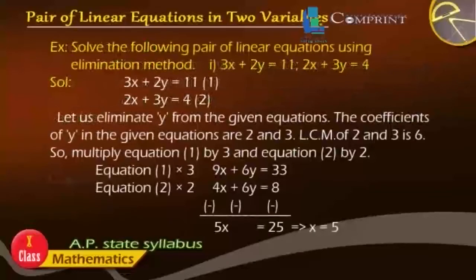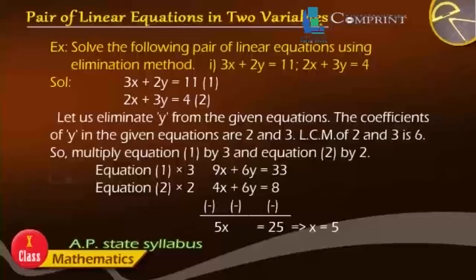Example. Solve the following pair of linear equations using elimination method. 3x plus 2y is equal to 11, 2x plus 3y is equal to 4. Solution. 3x plus 2y is equal to 11, equation 1. 2x plus 3y is equal to 4, equation 2. Let us eliminate y from the given equations.